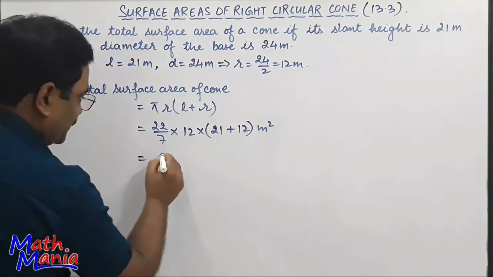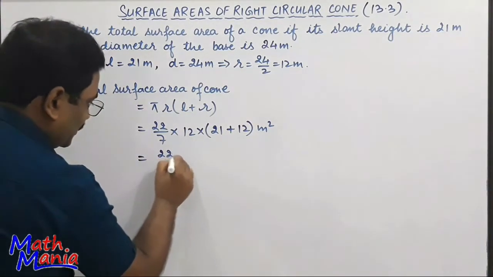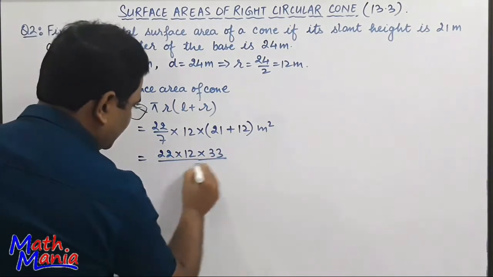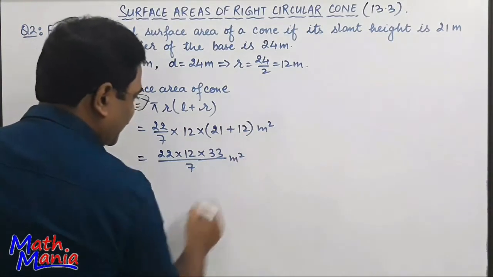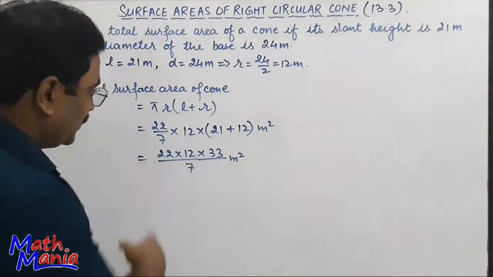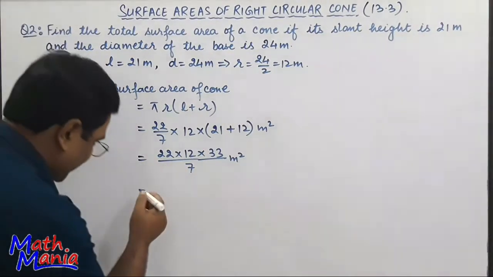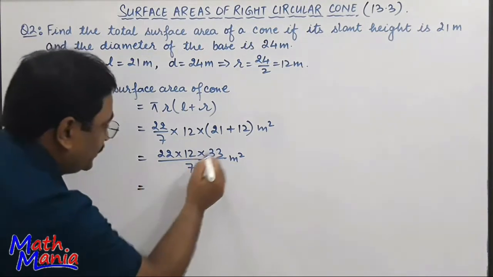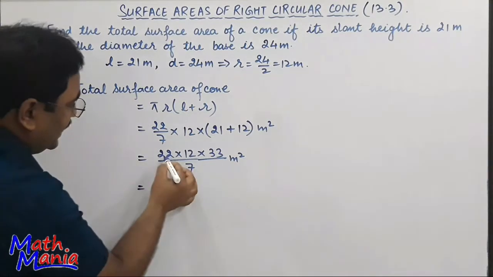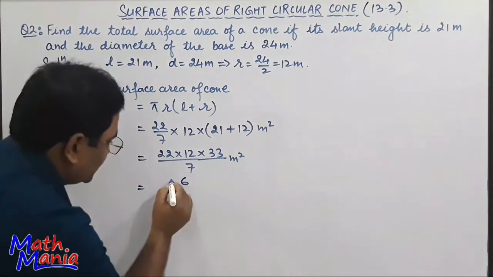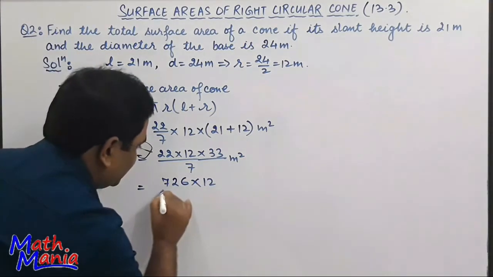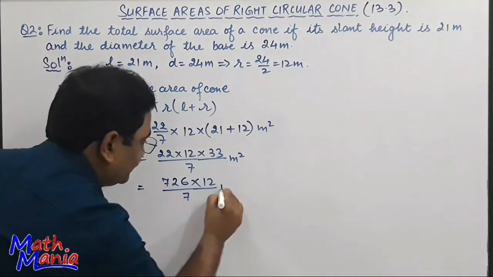22 multiplied by 12, we got 22 multiplied by 12 multiplied by 33 upon 7 meter square. So we need to multiply it, friends. Let's multiply it. 22 into 33. So we will get 3 times 6 is 18... 22 3s are 66, plus 6 is 72, 726 multiplied by 12 divided by 7 meter square.